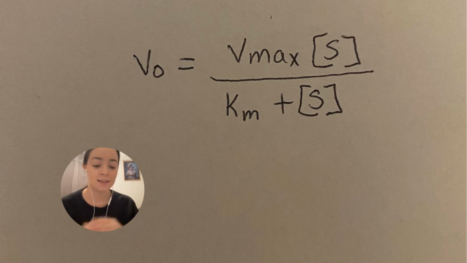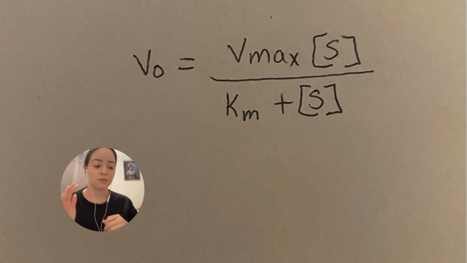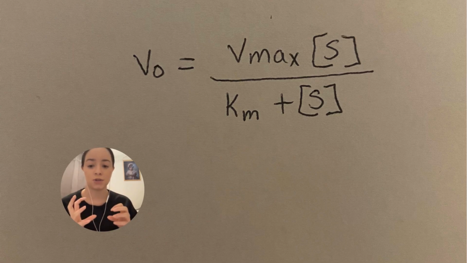And the Michaelis-Menten equation basically shows us how the velocity of an enzymatic reaction increases with an increase in substrate concentration, until eventually the graph reaches a plateau because the enzyme is fully saturated with substrates.